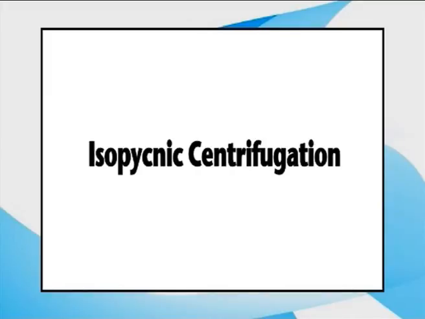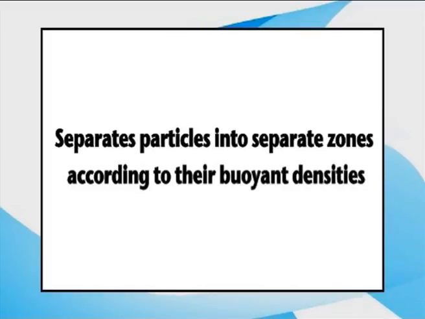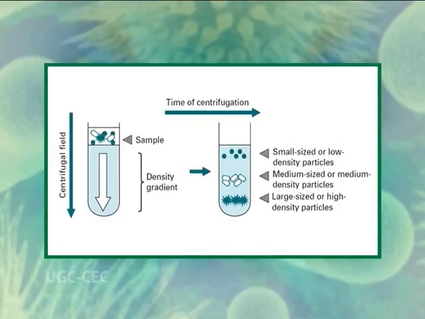Now the isopycnic centrifugation. The isopycnic technique separates particles into separate zones according to their buoyant densities and not according to their shape or size as in rate zonal centrifugation, and is independent of time. The size of the particle affects only the rate at which it reaches its isopycnic position in the gradient. Separation in this technique involves the combination of sedimentation and flotation.